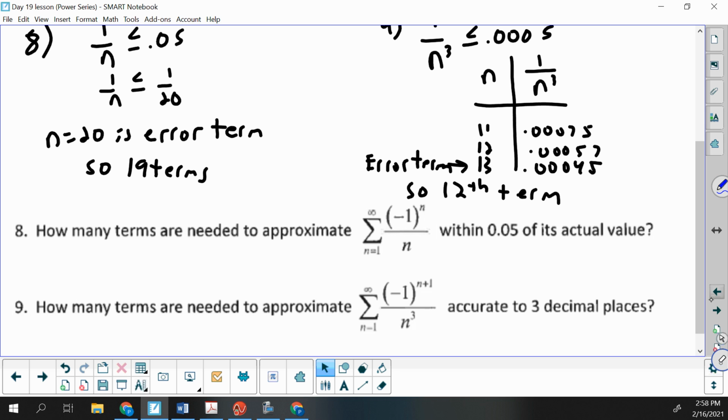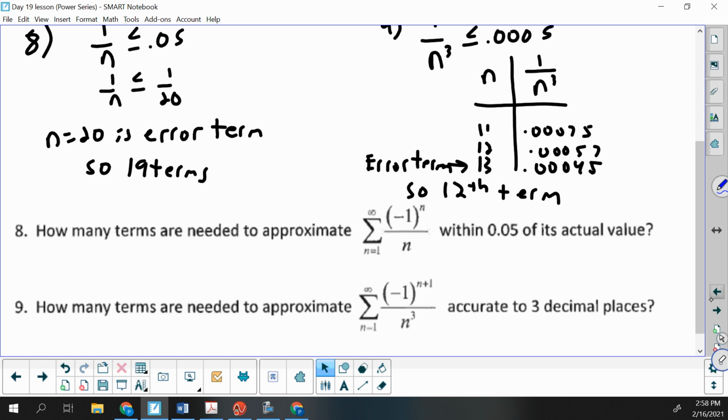In 9, do 1 over x cubed, or 1 over n cubed. We want it to be less than 0.0005. Remember, the term that you find is the error term. So the one before that is the term we want to go out to. So you would get the 12th term.